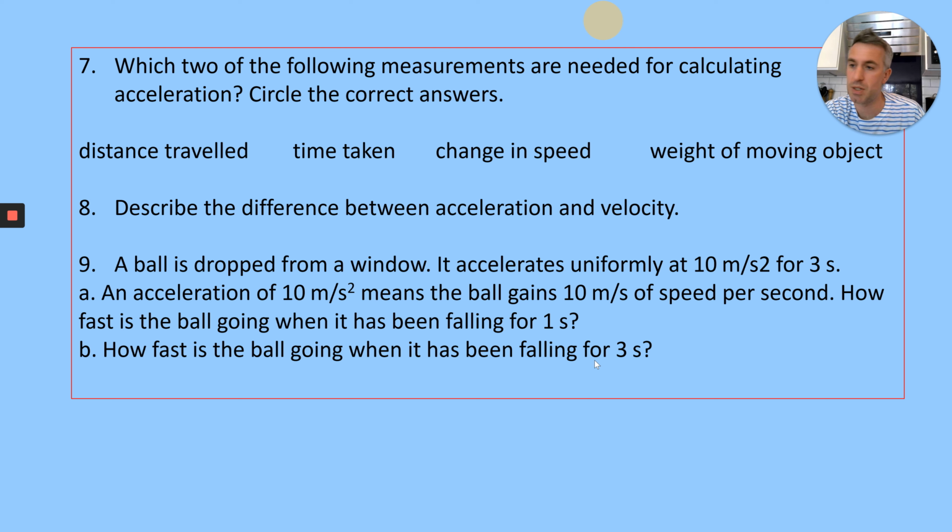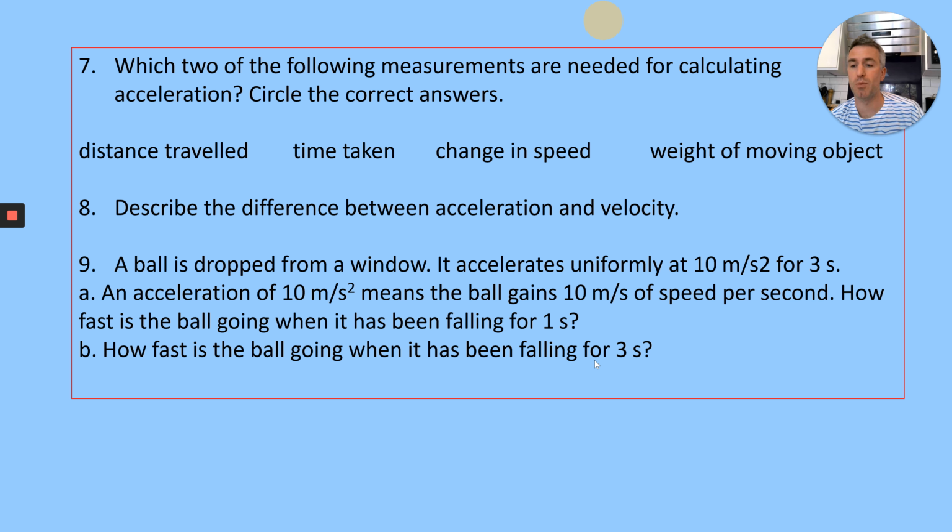And now we're at questions. You have to answer these questions, write them in your book, and don't forget to take a photo and send it to your teacher. Which of the 2 following measurements are needed for calculating acceleration? Don't circle, because this is on your computer or your phone or your tablet. Just write down the correct answers. Distance travelled, time taken, change in speed, weight of moving object. Which 2? Describe the difference between acceleration and velocity.